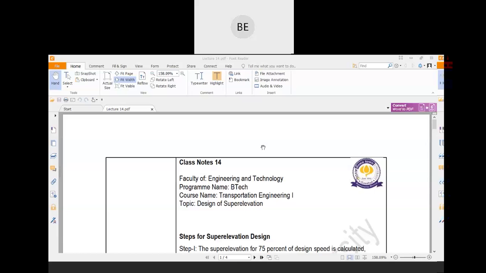Okay, so in the previous one, we have studied the derivation of the super elevation. The derivation of the super elevation is based on the velocity or speed of the vehicle. So, therefore, we got that equation E plus F equal to V square by GR. Now, basically, that condition is true for a single type of vehicle or a singular type of speed.